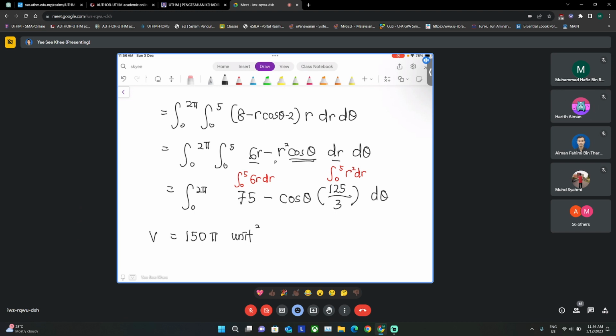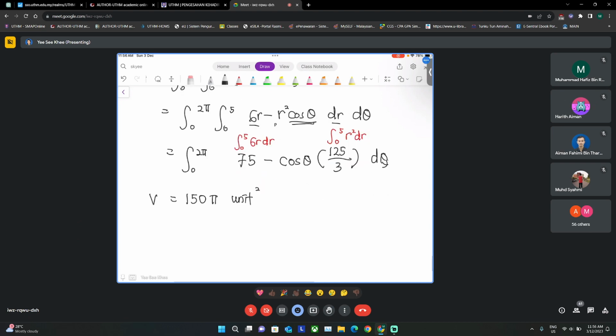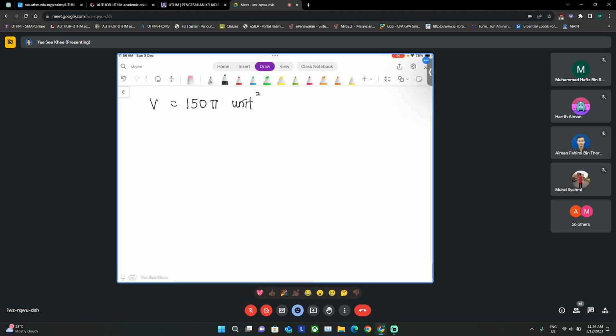Okay, so we move on to the next one. This is a triple integral in spherical coordinate.